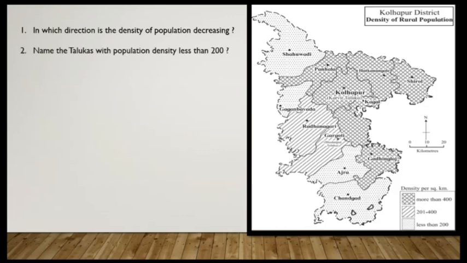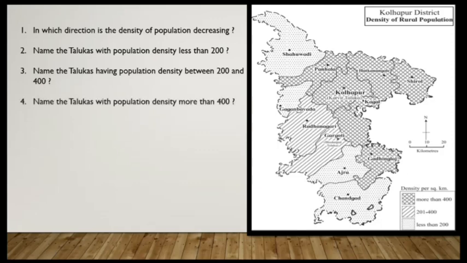Name the talukas with population density less than 200. The talukas that have density of population less than 200 are Shahuwadi, Gaganbauda, Ajra and Chandgarh. Name the talukas having population density between 200 and 400. Children, can you see the slanting lines on the map? Yes, Radhanagari and Gargoti.